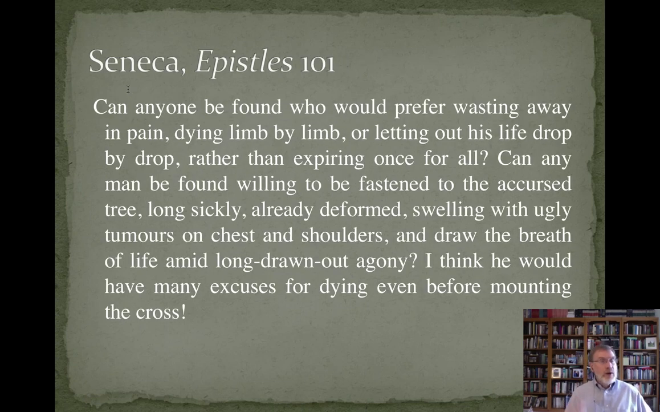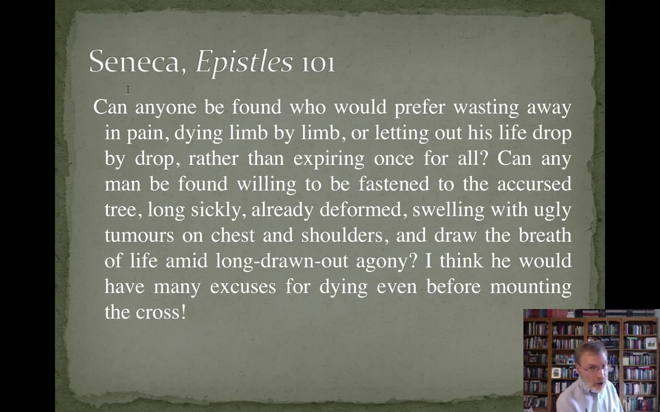Seneca, whom we met earlier, a Roman philosopher, said, can anyone be found who would prefer wasting away in pain, dying limb by limb? Now, what he's doing right here is describing crucifixion. He's doing so in an argument that excuses suicide effectively, saying that there are some deaths that are so horrible that one would rather commit suicide. And crucifixion is his preeminent example here. And so he describes it as dying limb by limb, letting life drop out drop by drop, being fastened to the accursed tree. They're describing crucifixion.